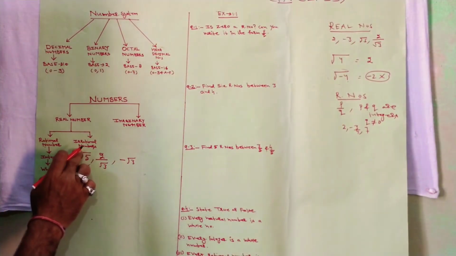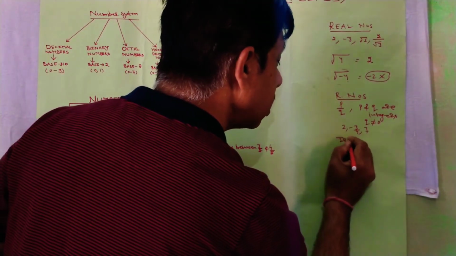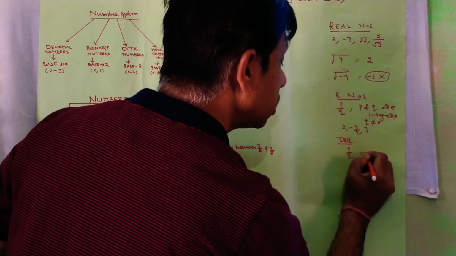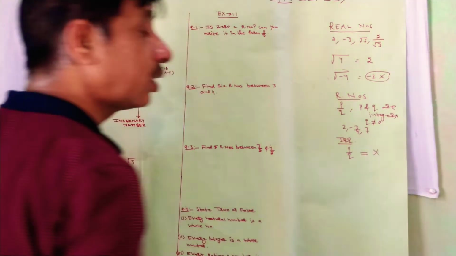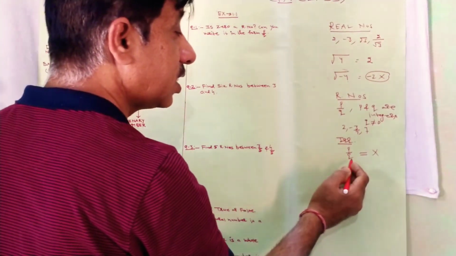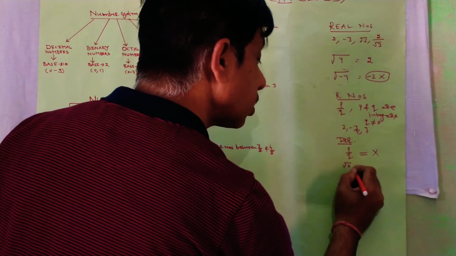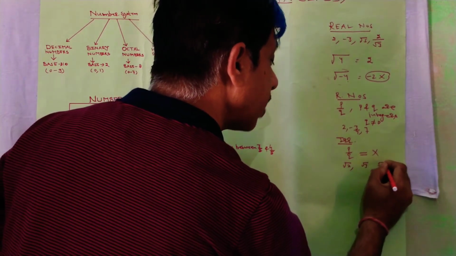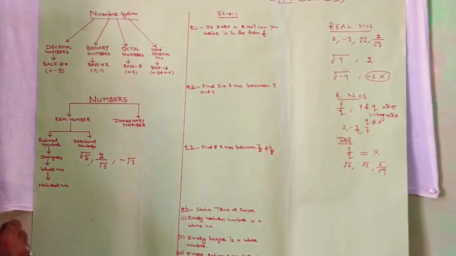Now irrational numbers. Irrational numbers are those which cannot be represented in the form of P upon Q. For example, root 2 or root 3 or 5 upon root 7, these are all irrational numbers.